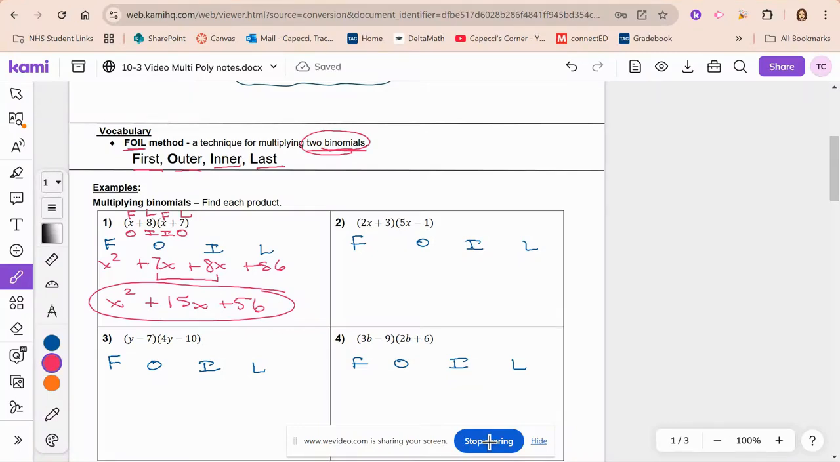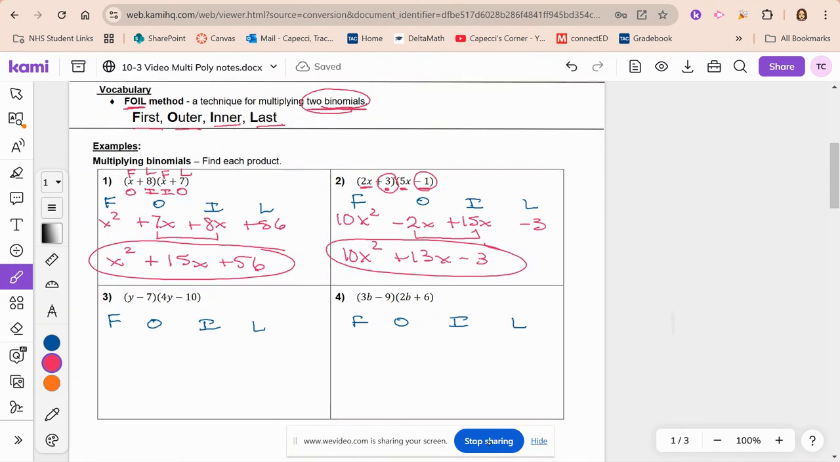All right, let's try another one. So I have 2x times 5x. That gives me 10x squared. My outside, I have 2x and negative 1. That gives me negative 2x. My inside is 3 times 5x, which gives me 15x. And my last is 3 times negative 1, which is negative 3. Again, I'm going to combine my like terms and write my final answer in standard form. So highest power first. That becomes plus 13x minus 3. And that's my final answer.